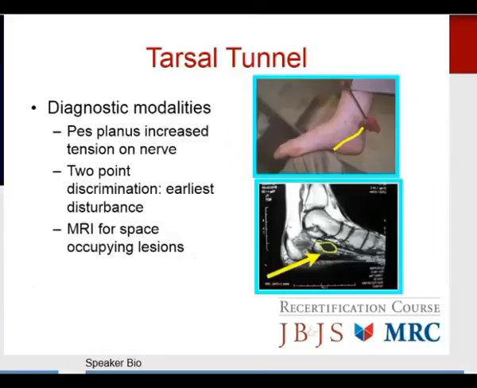The diagnostic modalities, we know that the two-point discrimination is probably the earliest disturbance that you will see in this population, so start with that first on the plantar surface of the foot, assessing both the medial and lateral plantar nerves. We know, in fact, that an MRI is appropriate in these individuals to make sure that they don't have a space-occupying lesion. We're looking for a schwannoma because they have much better results if they have nothing visible on their MRI.